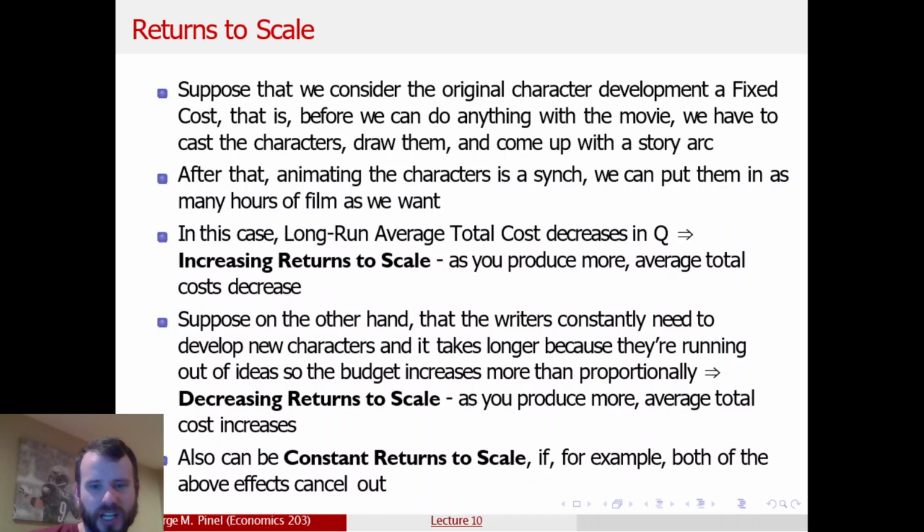And then the other one is just constant returns to scale, and that's just your long run average total cost is more or less fixed regardless of quantity. Okay.